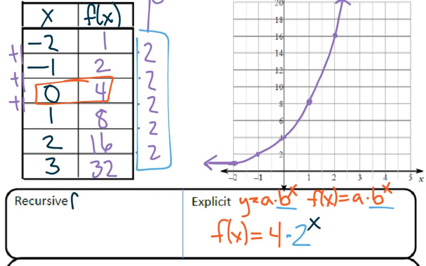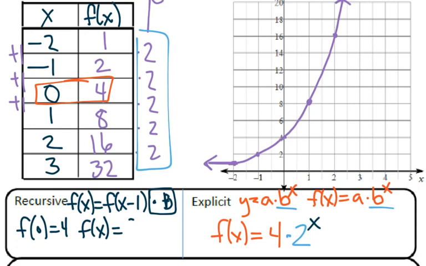And when we're talking about the recursive, it's exactly the same setup as the linear, except instead of plus, we do times that factor. Okay, suppose we could call that a b multiplied by b. So in this case, f of 0 equals 4, and then f of x equals f of x minus 1 times 2. So when we're looking at the growth, fairly easy to see right here, right? Multiplied by 2. We see it right here because the x is an exponent.